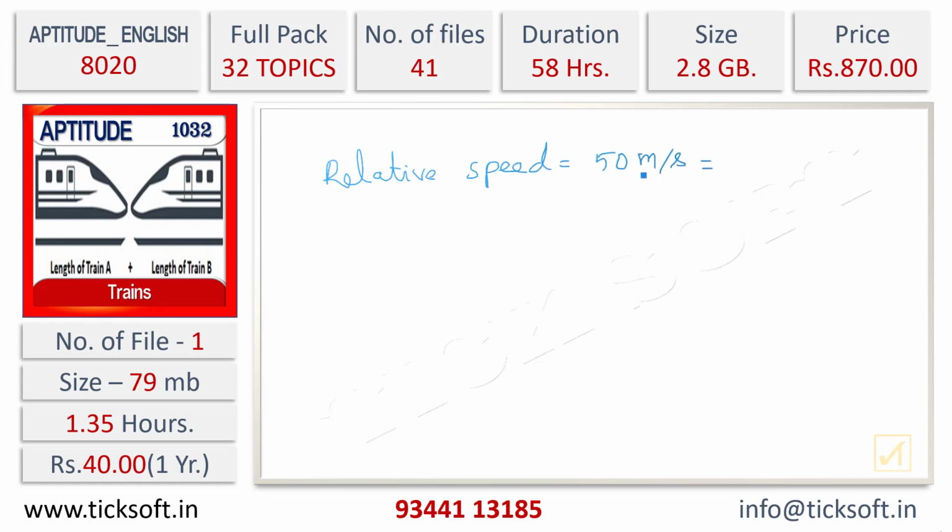But here we are going to convert this into kilometer per hour. So we have to multiply this by 18 by 5. So now if we cancel these values, we get 10. So hence 10 into 18 will be equal to 180 km per hour. So this is the relative speed.